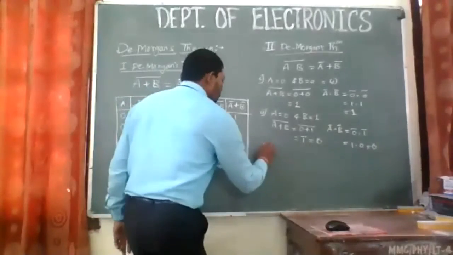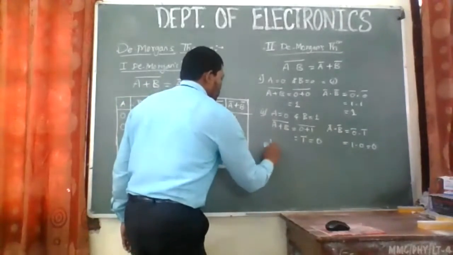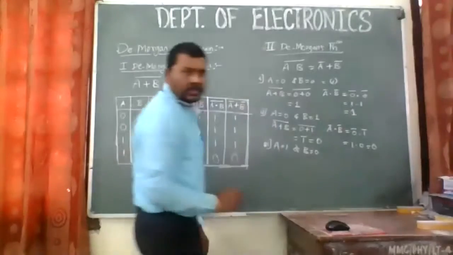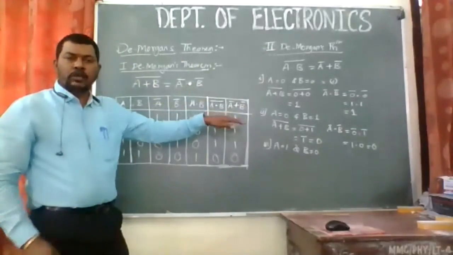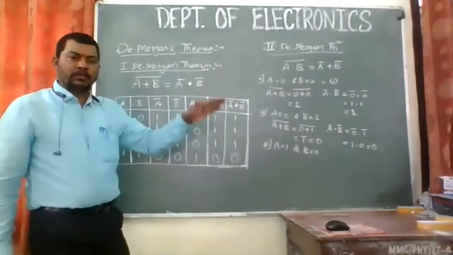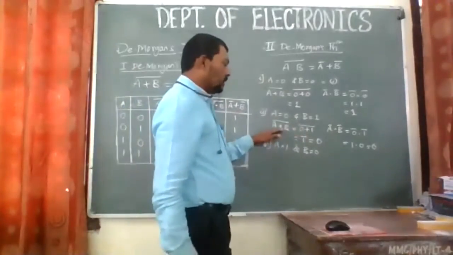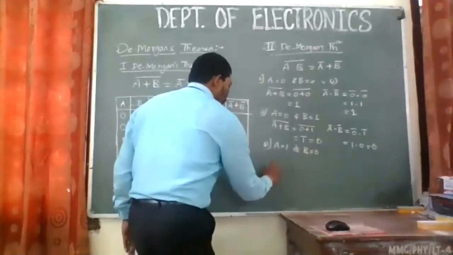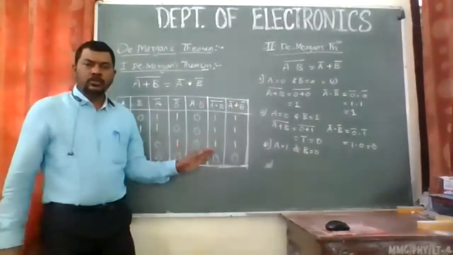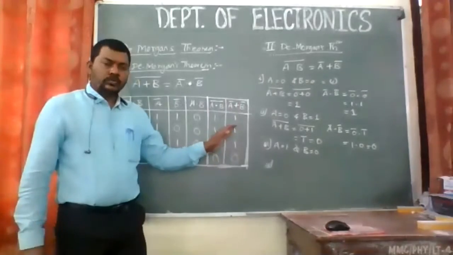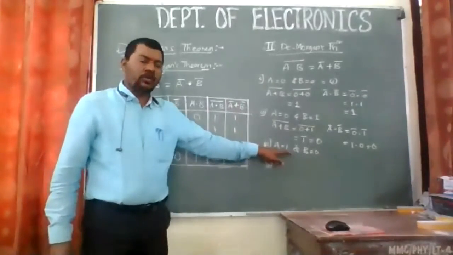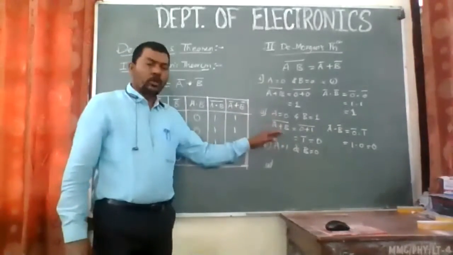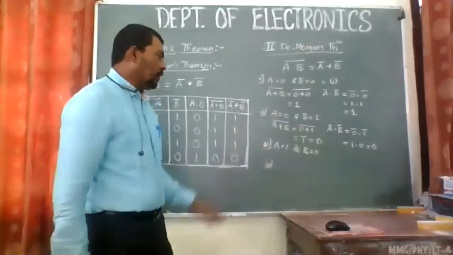Then in the third situation, when A equal to 1 and B equal to 0, in that situation also substitute the values in (A plus B) complement and A complement dot B complement, and you will get the same values: this will be equal to 0 and that will also be equal to 0. I guess it is understood how we are doing this. Have you understood, or is there any problem? These two situations are nearly the same, so I'm not explaining that.